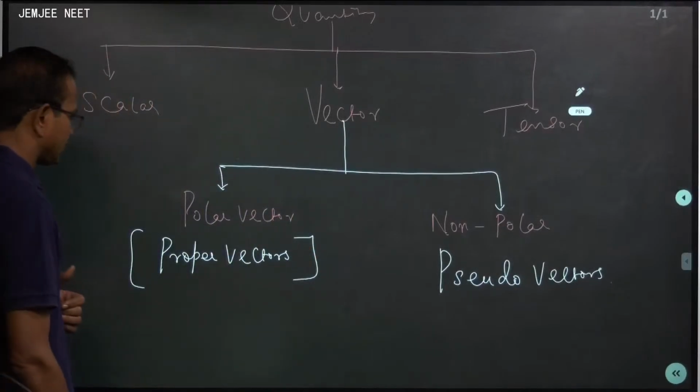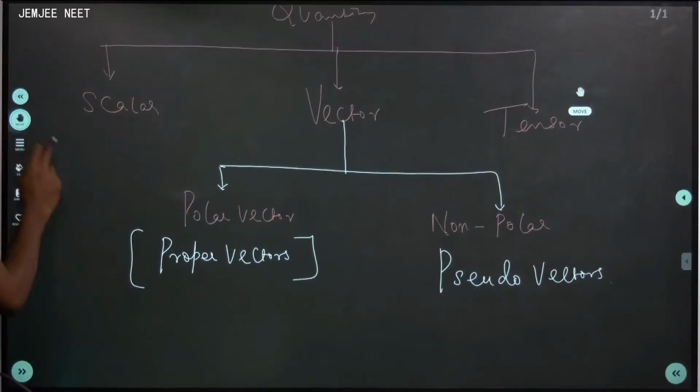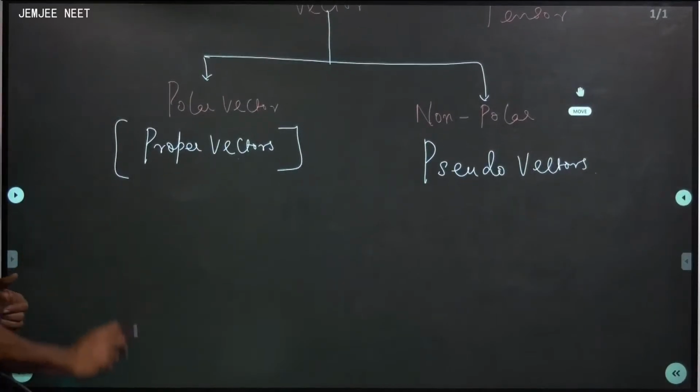What do you understand by pseudo vector? It is a false vector. Pseudo means false, you know. What do you mean by false?